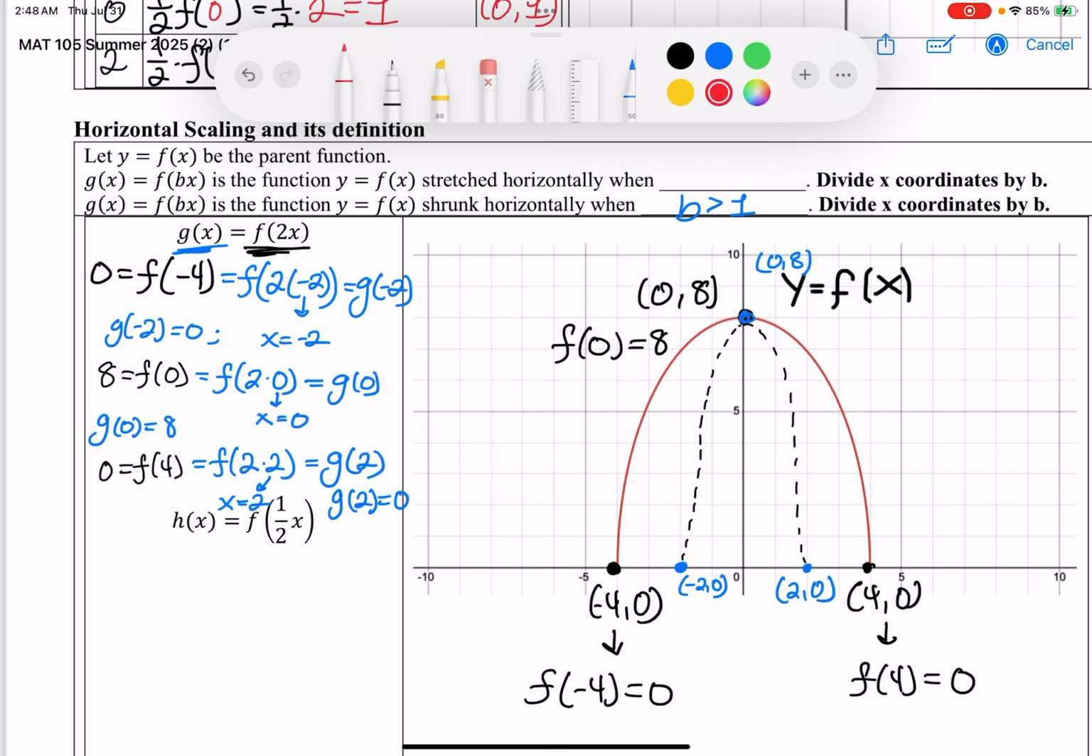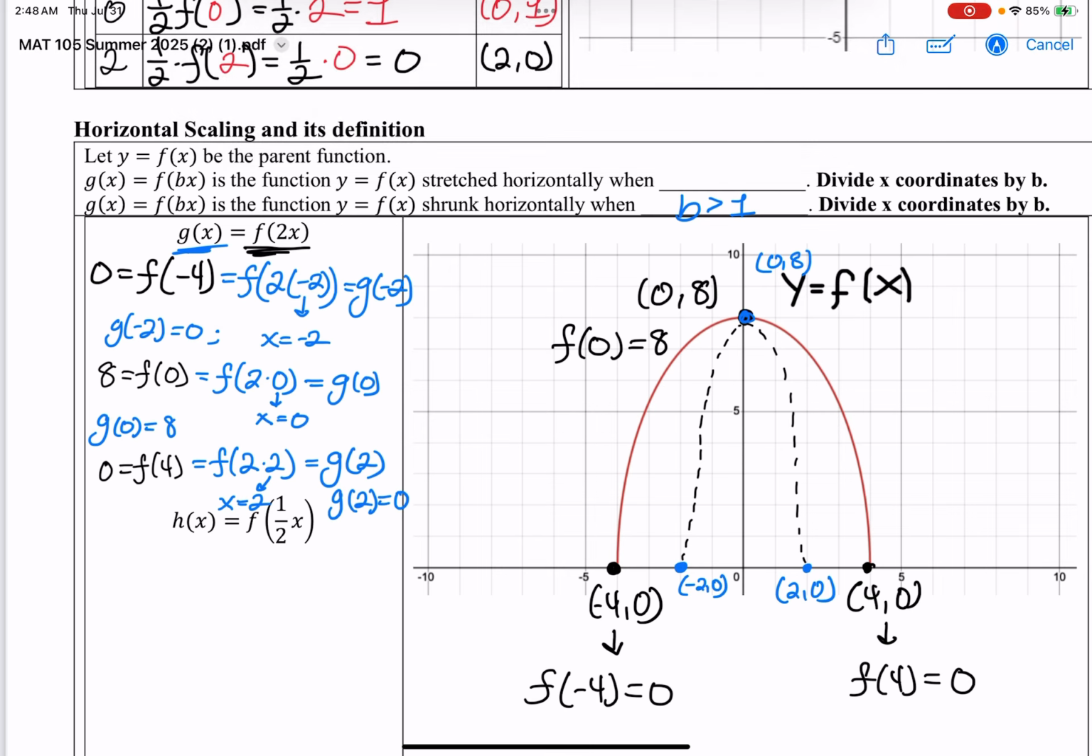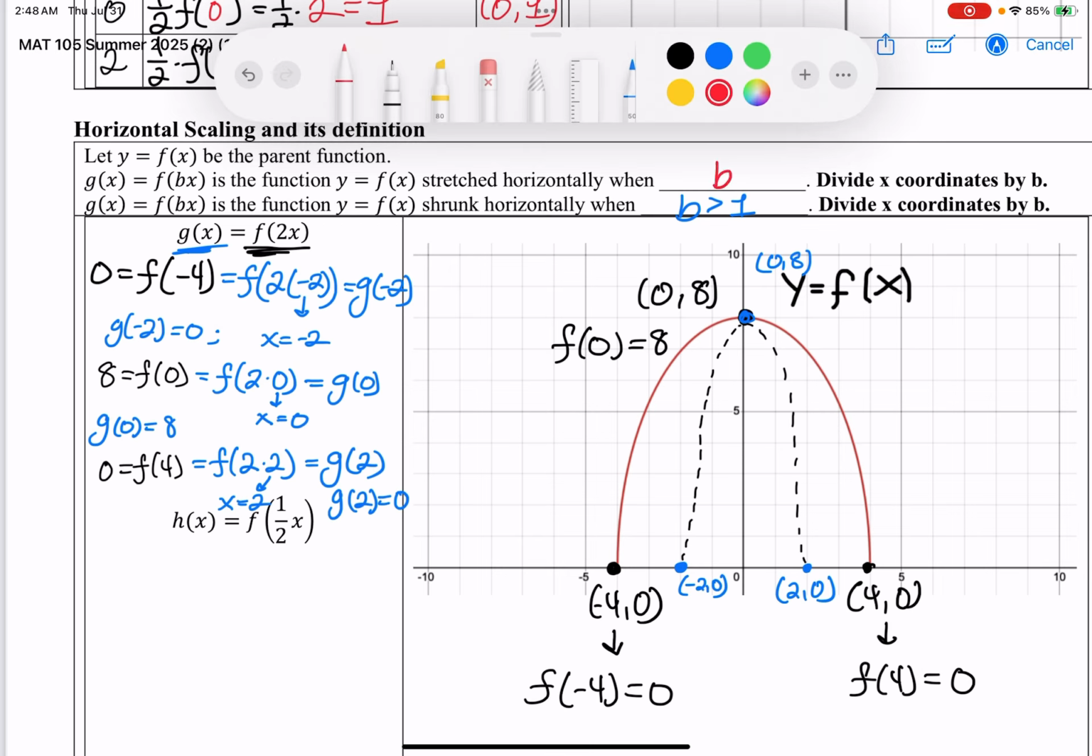So logic states if the function will shrink horizontally when the value of b is greater than 1, then it has to stretch horizontally when b is greater than 0. But at the same time, that value of b has to be less than 1. The function will stretch horizontally, but regardless, you will still divide the x coordinate by the value of b. But because you're dividing by a number less than 1, the x coordinates will get bigger, as we're going to see here.